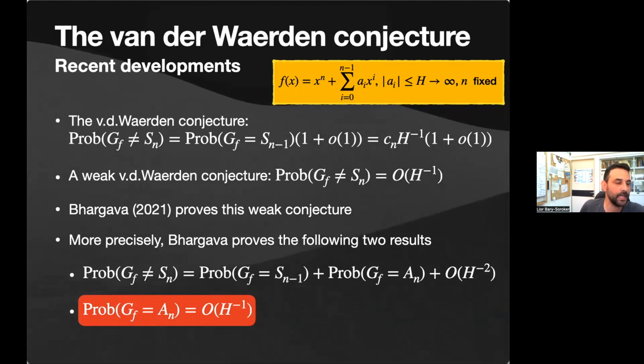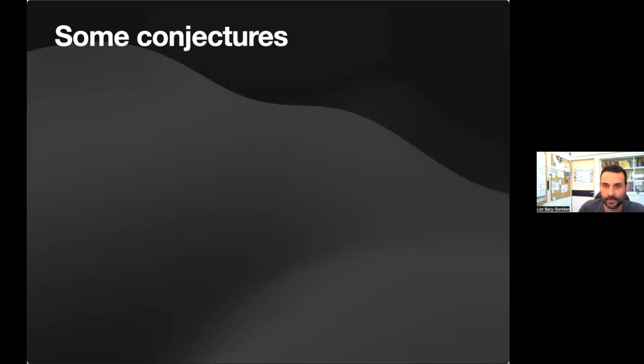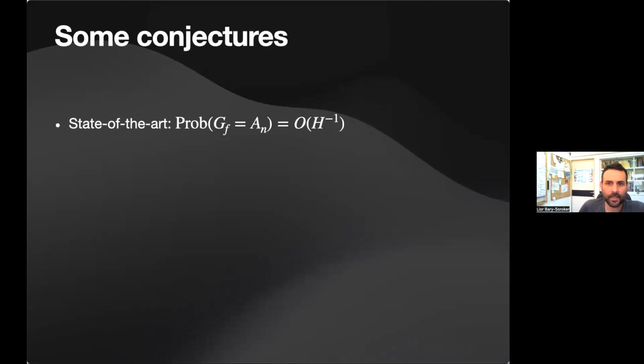So if we take H, yeah. But is it really the case? So I want to understand how small is the probability that the Galois group is An. Is it what Bhargava proved? Is it close to the reality, or is it far from the reality? And I thought I will give you some conjecture. So this is a reminder of what Bhargava did.